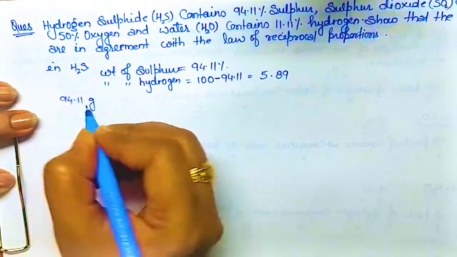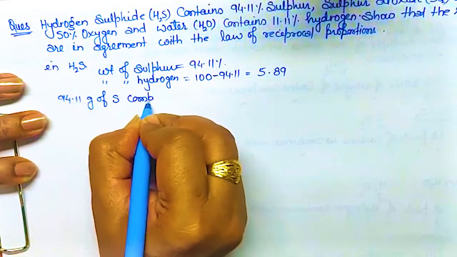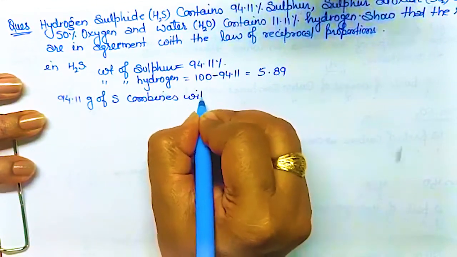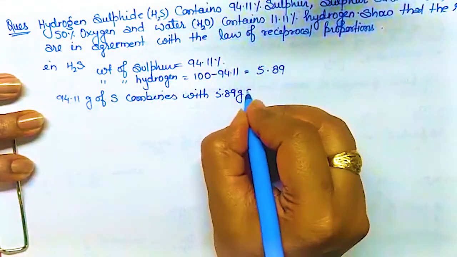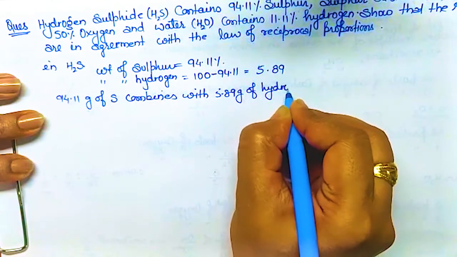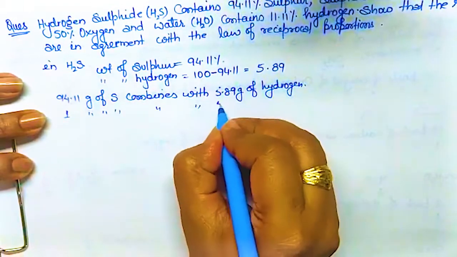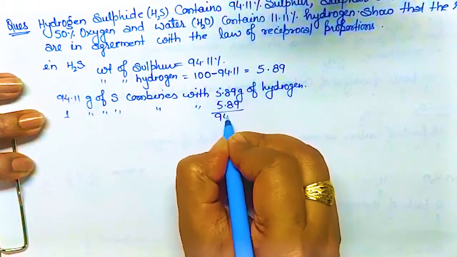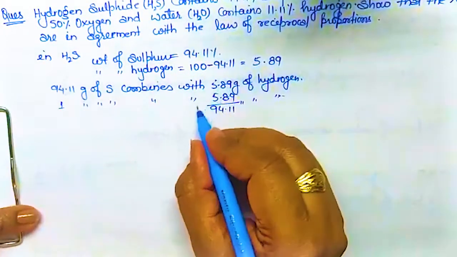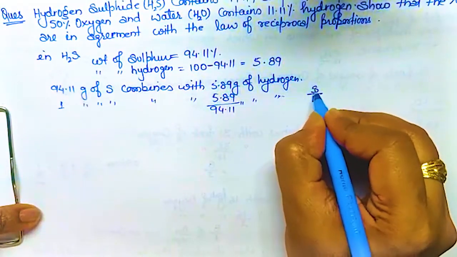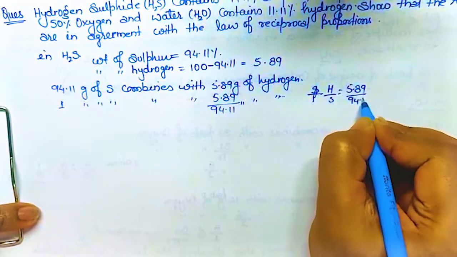So you can write here: 94.11 gram or part, whatever you want to say, of sulfur combines with 5.89 part of, let me take gram only, of hydrogen. So let's fix it. If we talk about 1 gram of sulfur, it combines with 5.89 divided by 94.11 gram of hydrogen, isn't it? So this is the ratio of hydrogen and sulfur. What we got is 5.89 upon 94.11, isn't it?